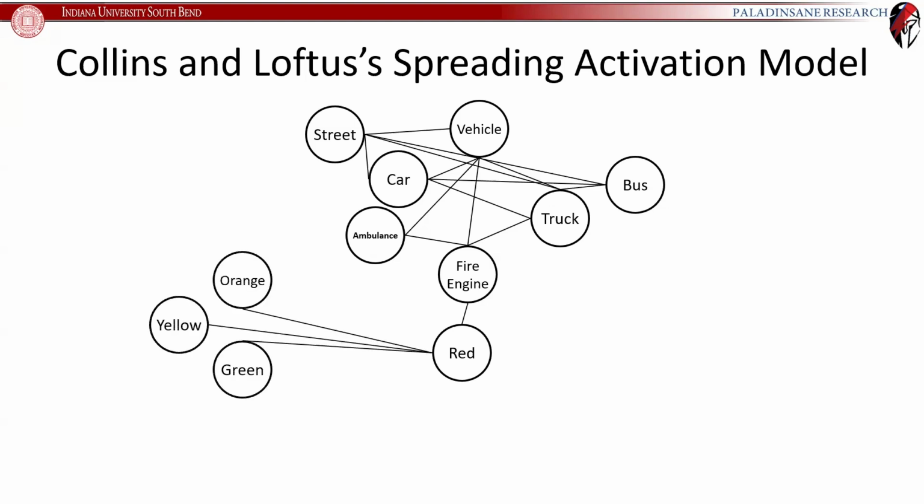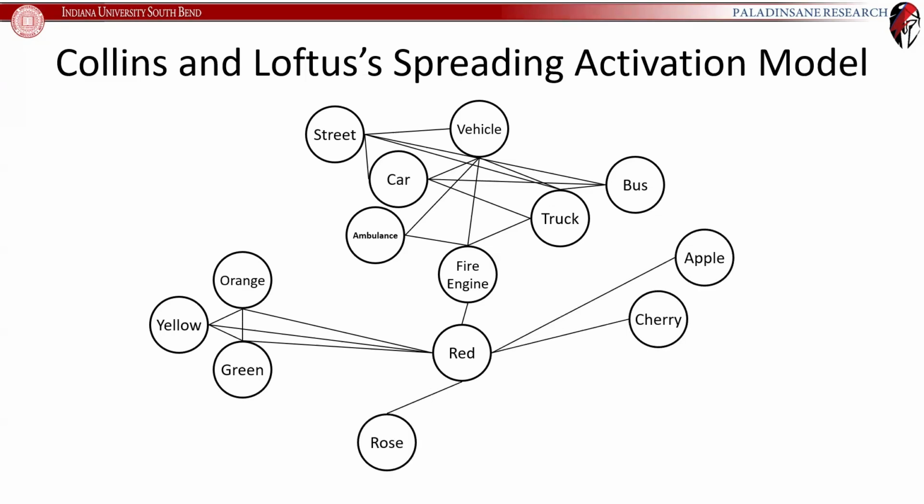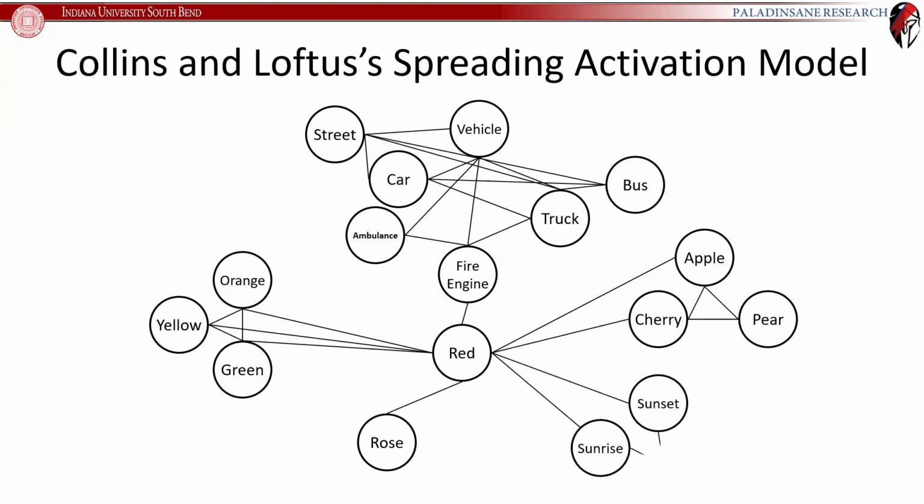Those branching off of red include things like different colors. It includes things like roses and flowers that are red. It includes things like fruit that are red. And then those fruits are associated with fruit that are not red, but they're all connected in this spreading activation model. In this way, we can represent our knowledge as a series of connections of differing strengths and differing lengths between different concepts.